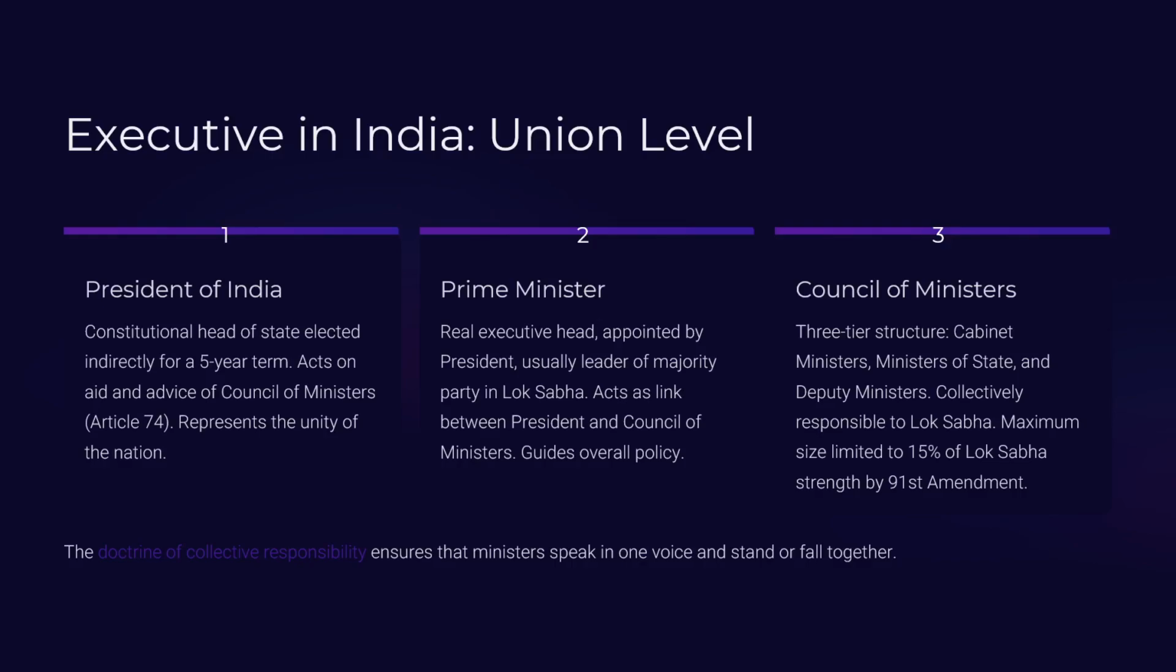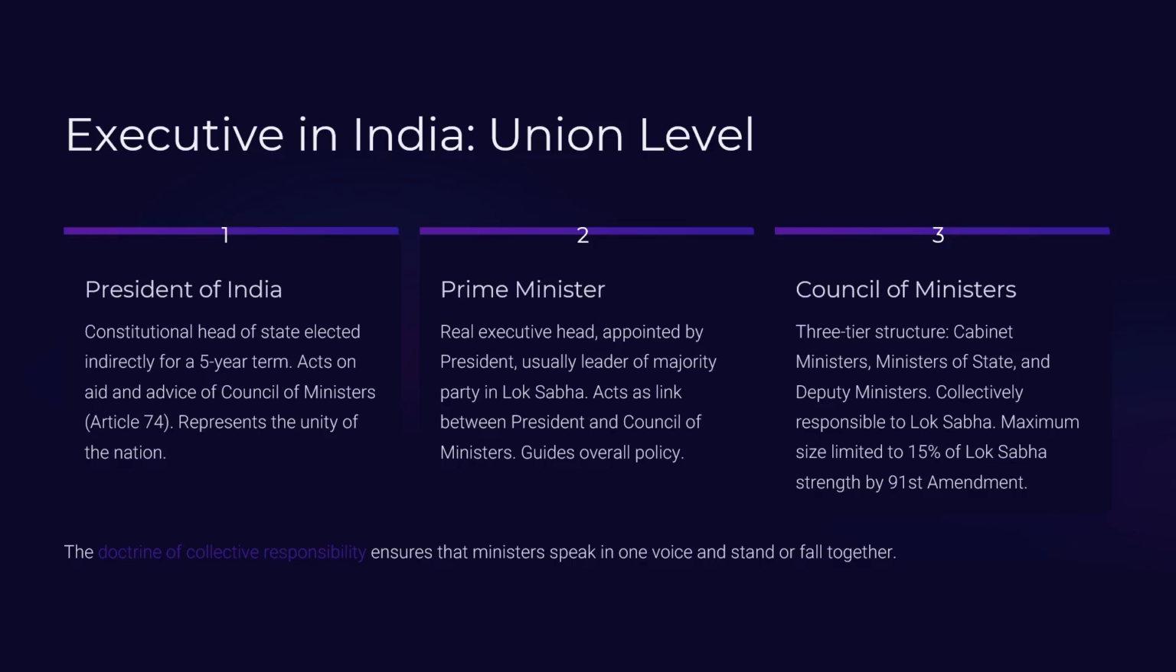So, executives in India at the Union level: the President of India, Prime Minister, and Council of Ministers. The President of India is the constitutional head of state, elected indirectly for a 5-year term. He acts on the aid and advice of the Council of Ministers according to Article 74, and the President represents the unity of the nation.